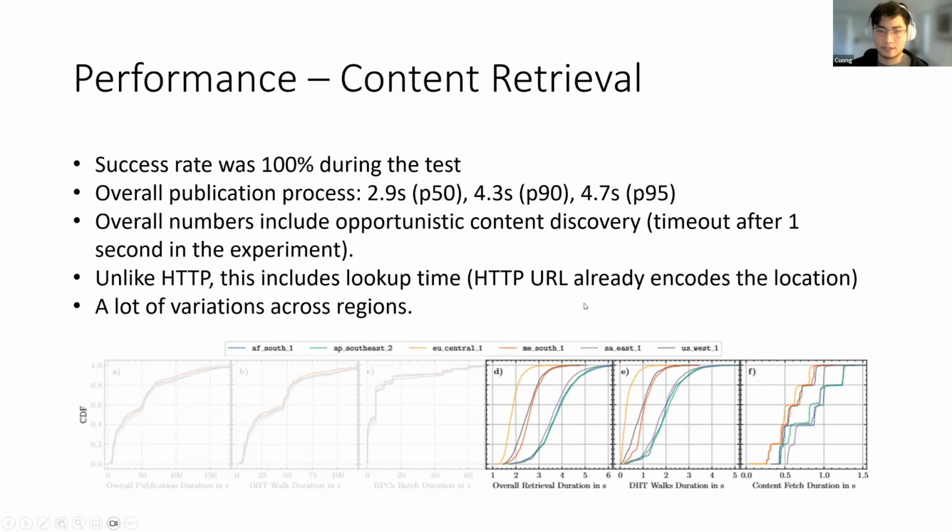In contrast, in HTTP, the URL already has the encoded location, and there are a lot of variations across regions. So you see here in the graph, in the EU regions, the latency is much lower than the latency in Africa and Asia Pacific regions.